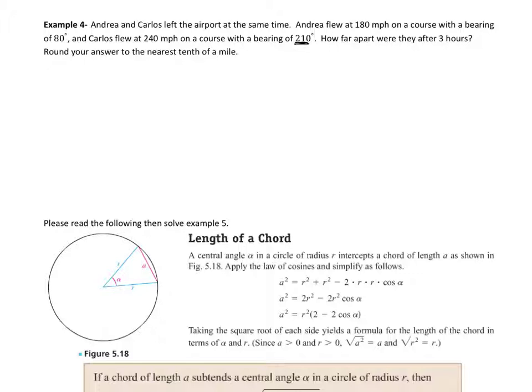So let's draw that up. Okay, so we'll do this part in red. So Andrea's bearing was 80 degrees, so it's roughly right there. That's where Andrea flew.